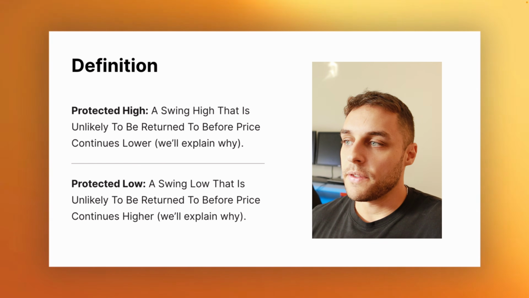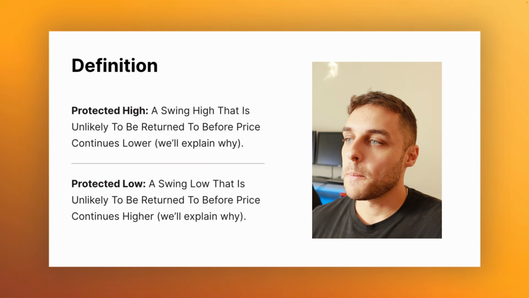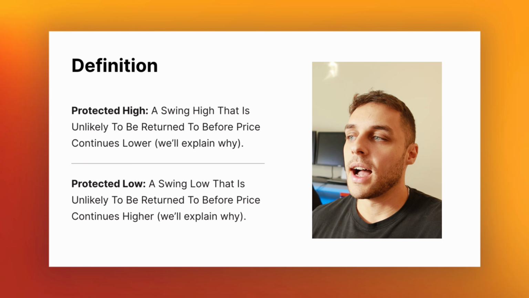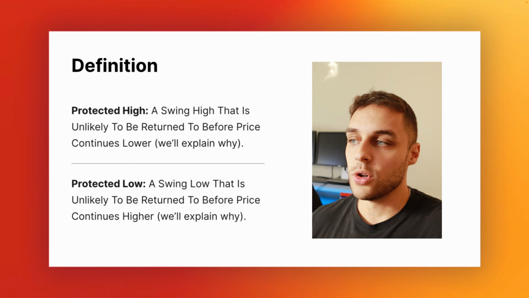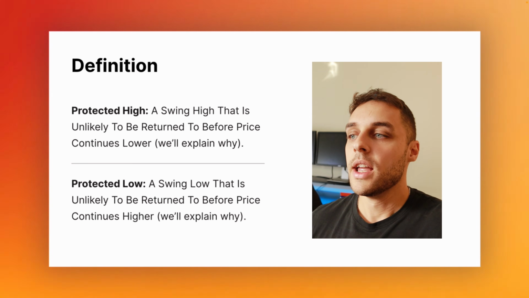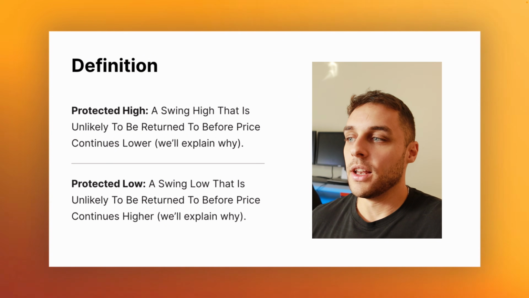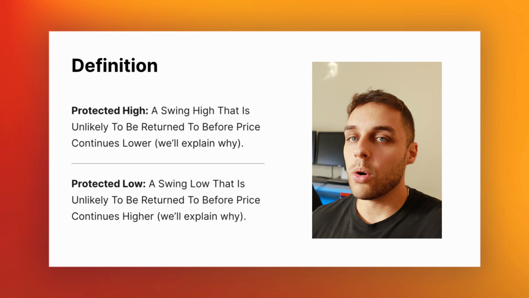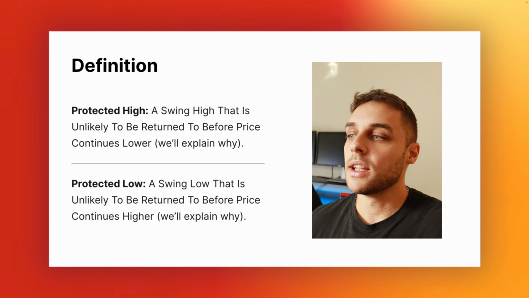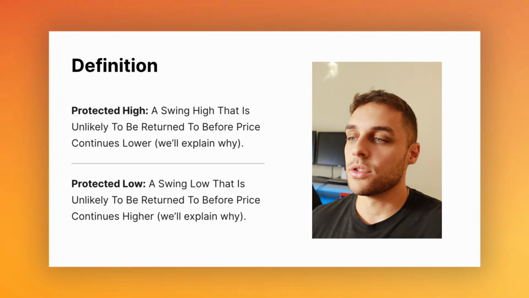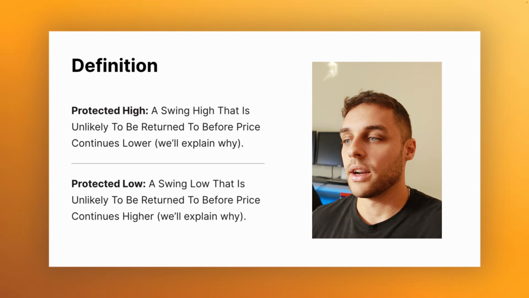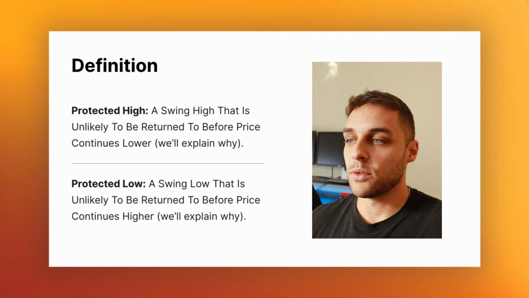So, definition here. A protected high is a swing high that is unlikely to be returned to before price continues lower. And of course, as we continue the presentation, we'll explain why. On the other hand, a protected low is a swing low that is unlikely to be returned to before price continues higher. And we'll explain why again as we continue forward.